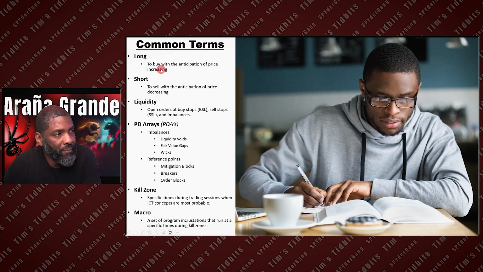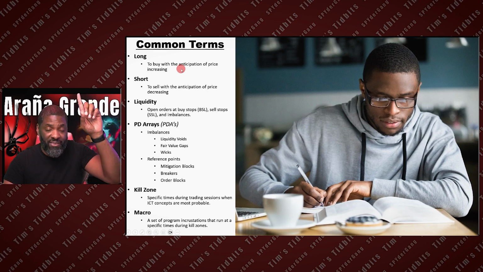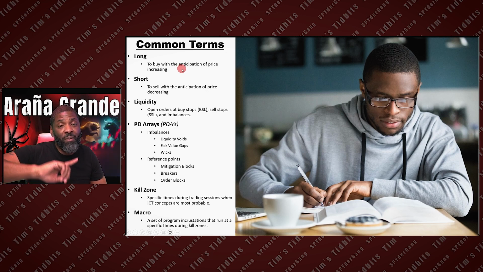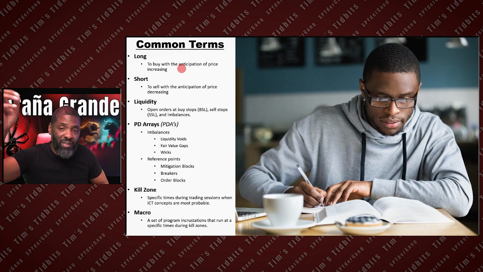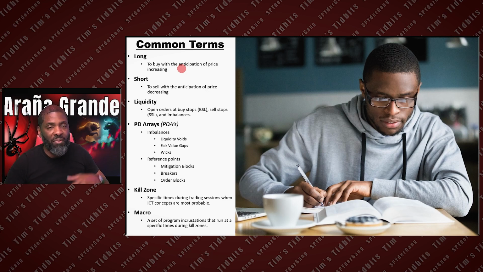Long, right? If you hear me say going long, taking a long, entering a long, long is to buy with the anticipation of price increasing, right? Meaning you expect price to go up, meaning your bias is bullish, meaning you think the draw is to buy side. You want the price to go up. Going long is buying with the anticipation that price will increase. Short, to short is the opposite of going long. And when you short, you sell with the anticipation of price decreasing.